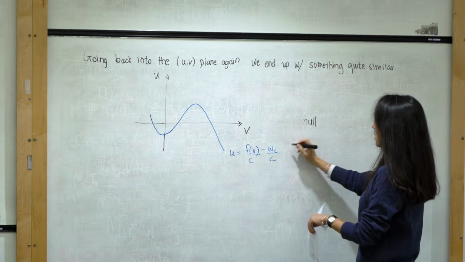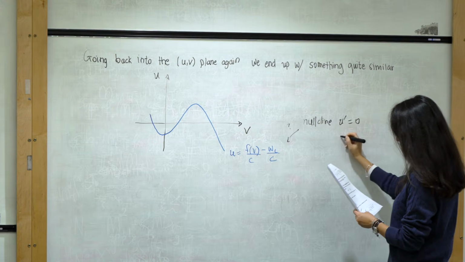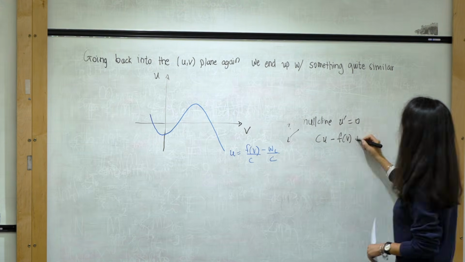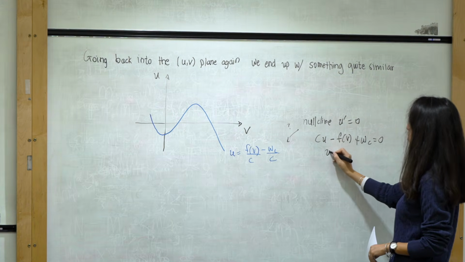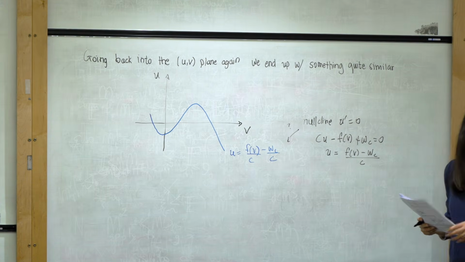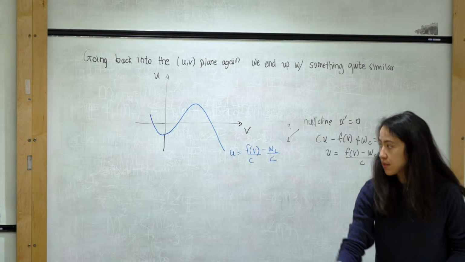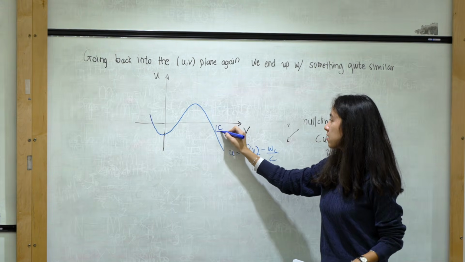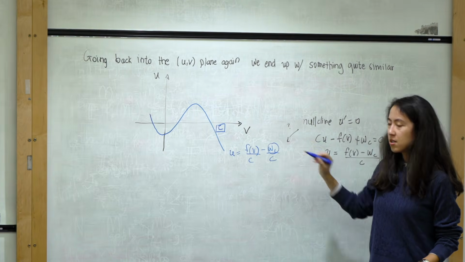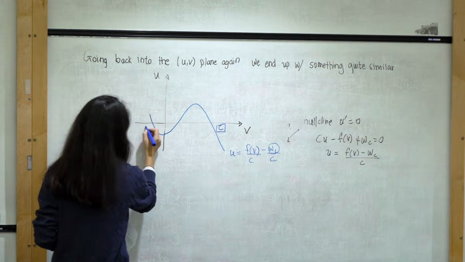In case you're wondering how we got this, the nullcline is U prime equal to 0. So I have this minus f of v plus WC is equal to 0. Therefore, U is equal to f of v divided by C. So this was what I denoted earlier as my point C. And now I'm trying to choose the WC so that I end up at point D. And point D is exactly this one. This is another equilibrium point.